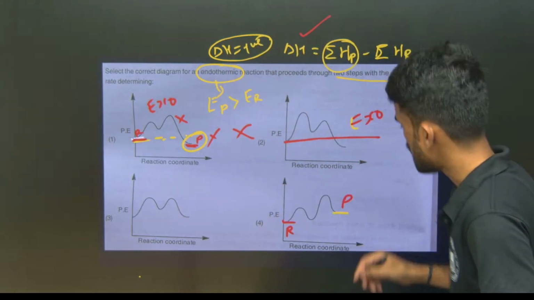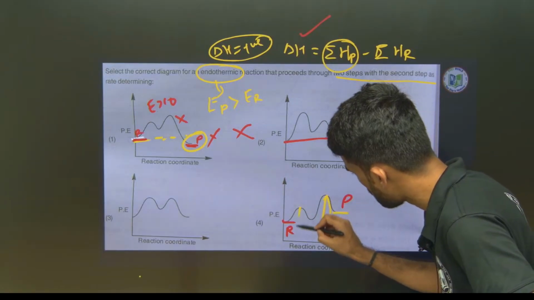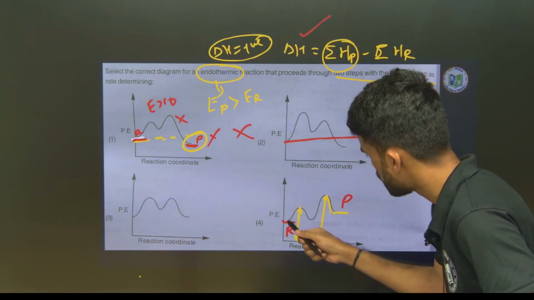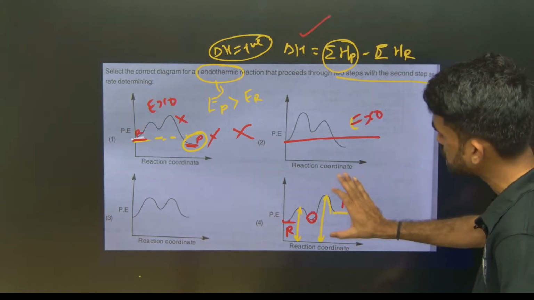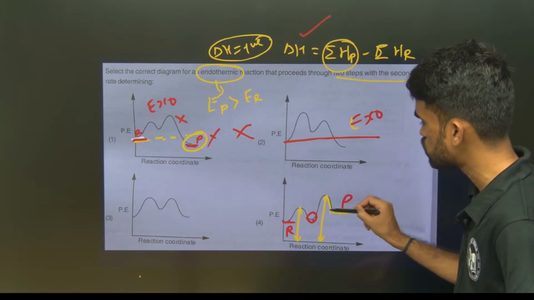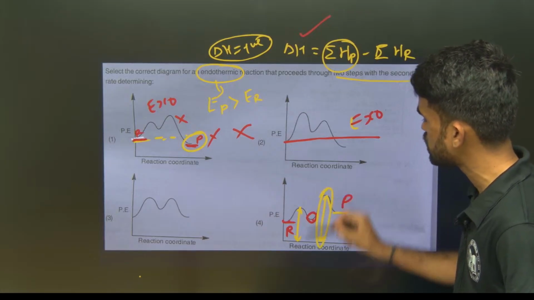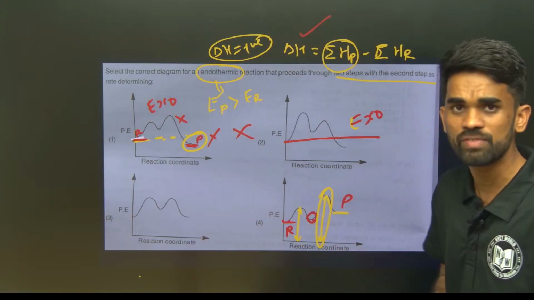See, it is having more energy gap from here when I compare with this. So, from here to here is one step, from here to here is the second step. More energy gap means it is slower. So, it is having two steps and this has the higher energy gap. And the enthalpy of product is greater than the enthalpy of reactant.